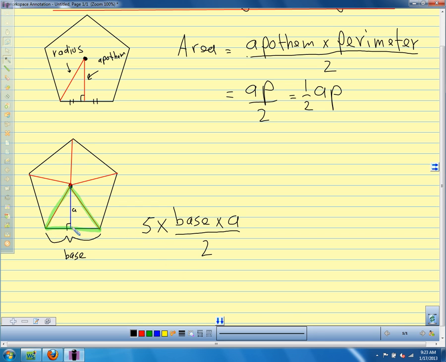Well, if the base is one side of this pentagon, and I multiply the base times 5, I'm getting this side, this side, this side, this side, and this side. What part of the pentagon does 5 times this base give me?